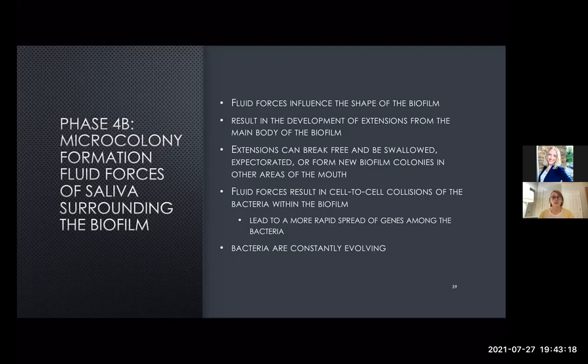So these fluid forces help with cell to cell collisions, and that's where the bacteria can really spread. And it helps a lot with constant evolution of the bacteria. So we see them become more pathogenic as time goes on because they're communicating with each other.